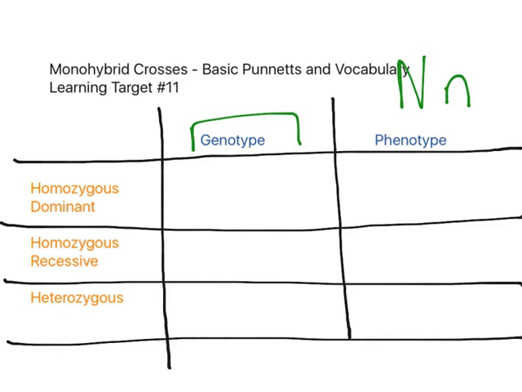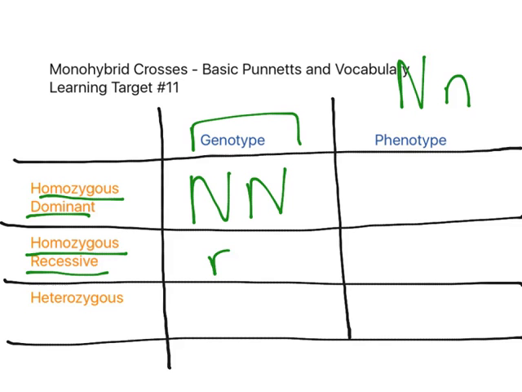So a homozygous dominant, homozygous meaning the same, dominant, of course, meaning the large letter. This would be big N, big N. Homozygous recessive, again, homozygous still means the same letter. Recessive means we're going to have small n, small n. Heterozygous, meaning different, means that we'll have one large N and one small n.